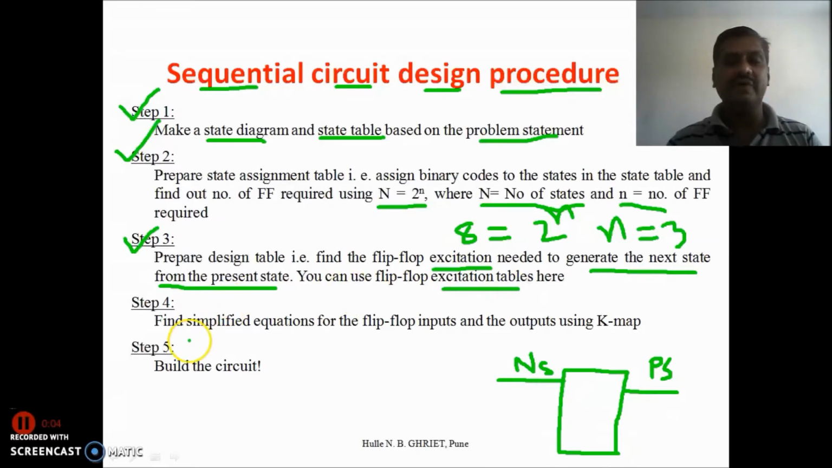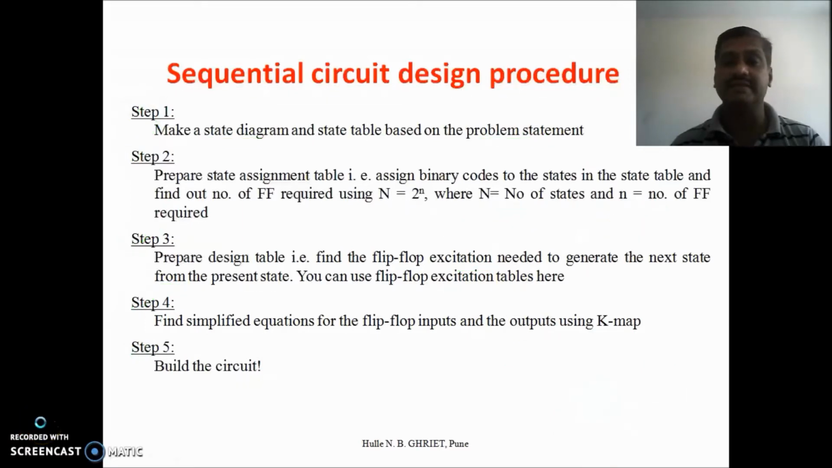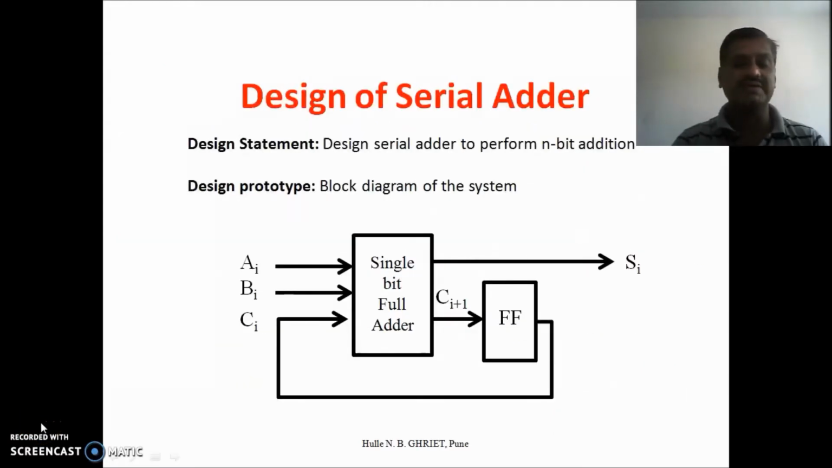Then finally, we are going to find the simplified equations of the flip-flop inputs and outputs depending on the system specifications, and for the preparation of the equations we use K-map techniques, and finally we are able to build the circuit. These are the theoretical steps required in the design, but these steps are difficult to understand theoretically. Now I will take one simple example, and then we will try to understand this design.